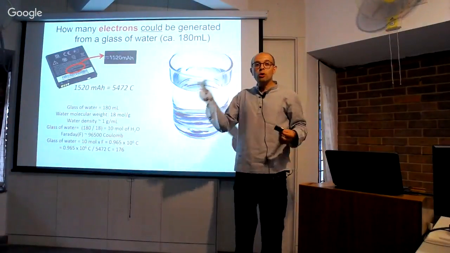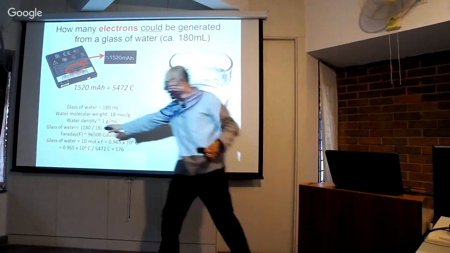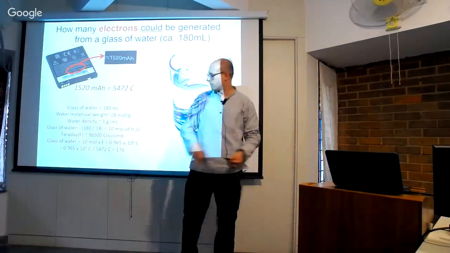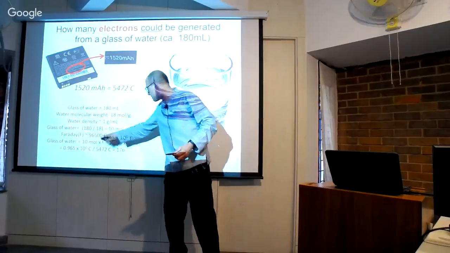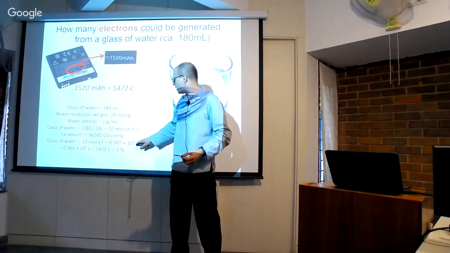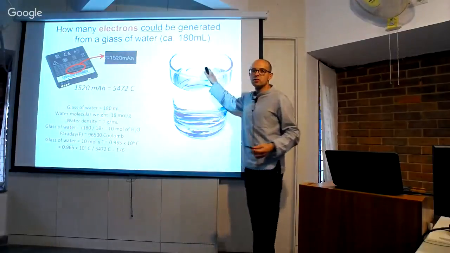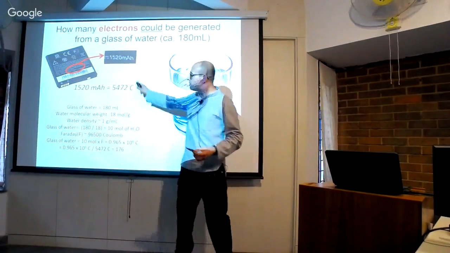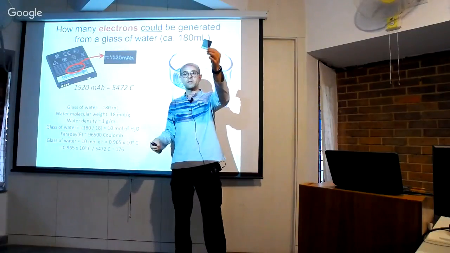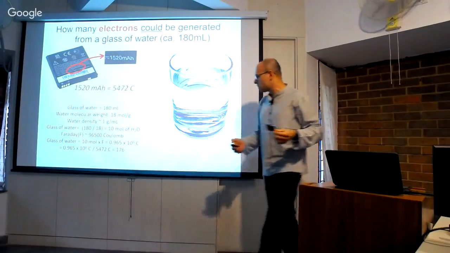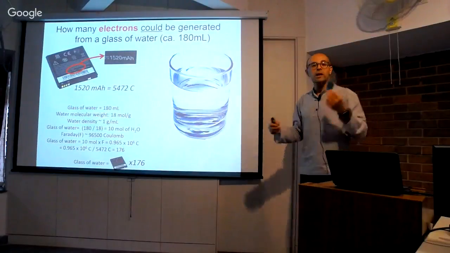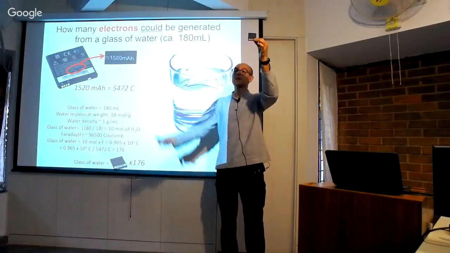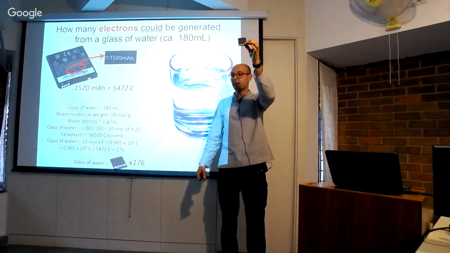In each mole of anything, there is a Faraday number of charges. This is actually called the Faraday constant. Therefore, by multiplying this times this, we can calculate how many coulombs are in this glass of water. That is about 1 million. And then if we divide by the number of coulombs inside of this battery, we can determine that in a glass of water, there are about 176 of the charges that are in this battery.